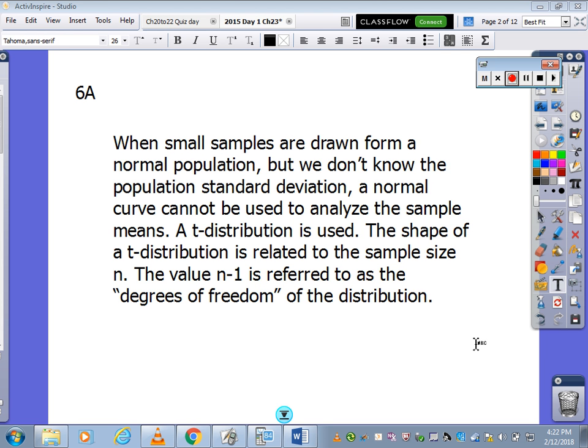When small samples are drawn from a normal population, but we don't know the population standard deviation, a normal curve cannot be used to analyze the sample means. A t-distribution is used. The shape of a t-distribution is related to the sample size n. The value n minus 1 is referred to as the degrees of freedom of the distribution.